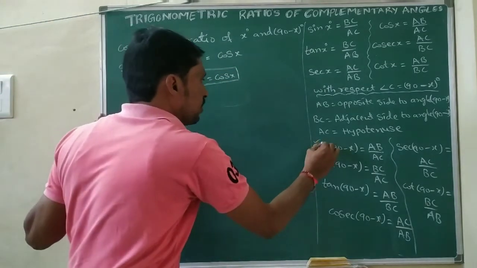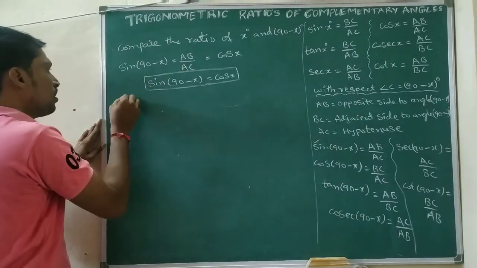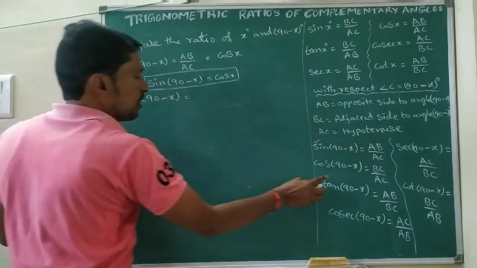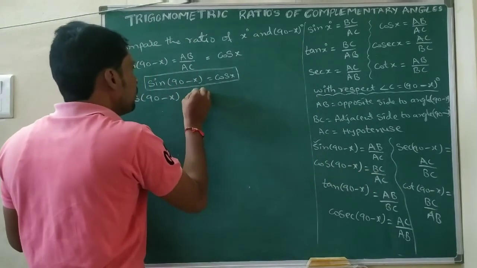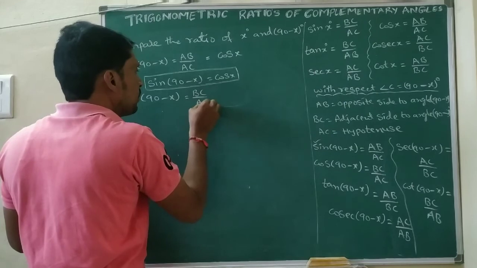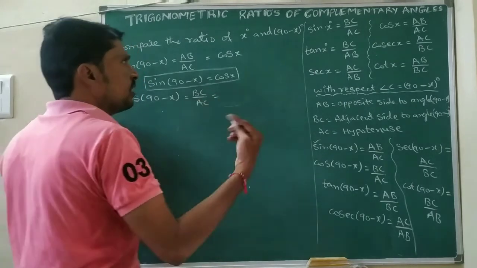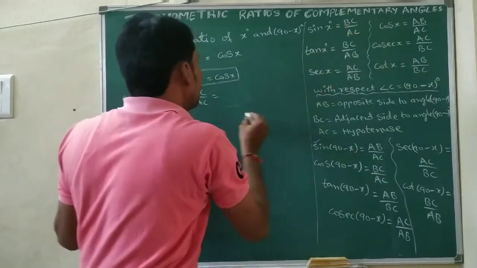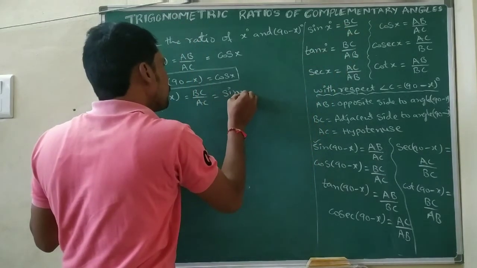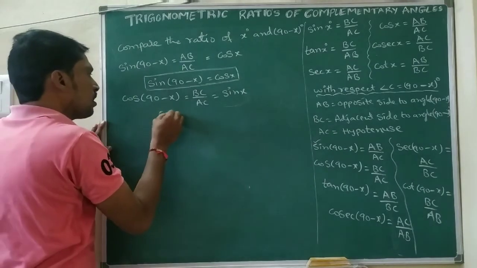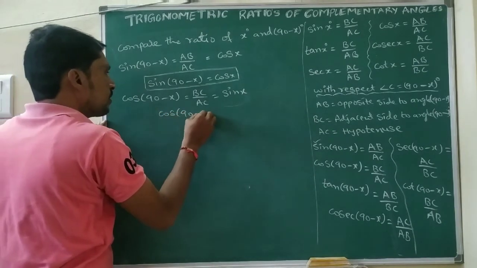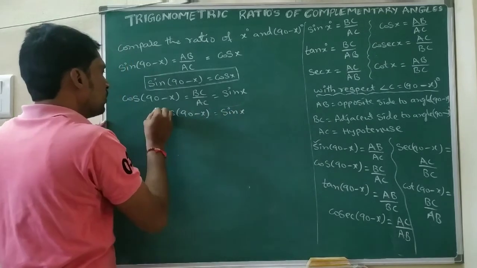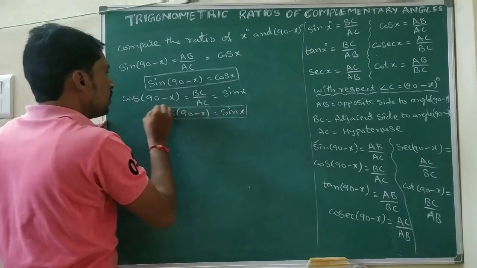Sine is completed. Next I am taking cos 90 minus x. Cos 90 minus x is BC by AC. So what is BC by AC with respect to x degrees? BC by AC is sin x. So we can take cos 90 minus x degrees equal sin x. This is the second one.